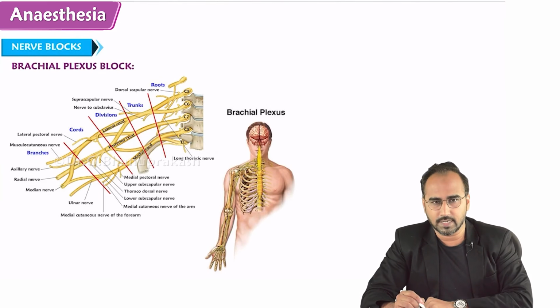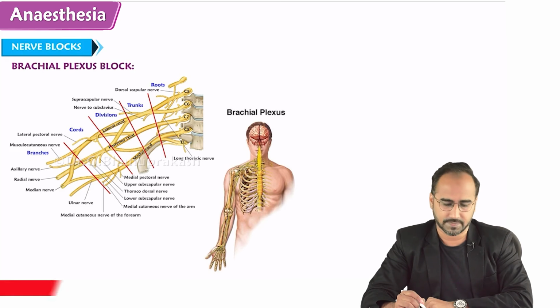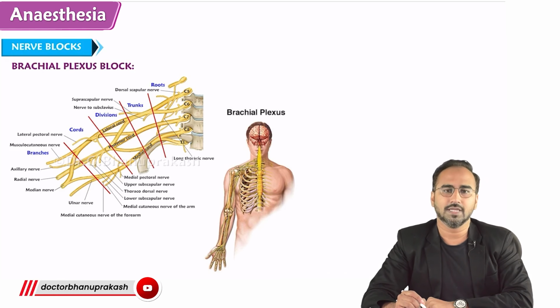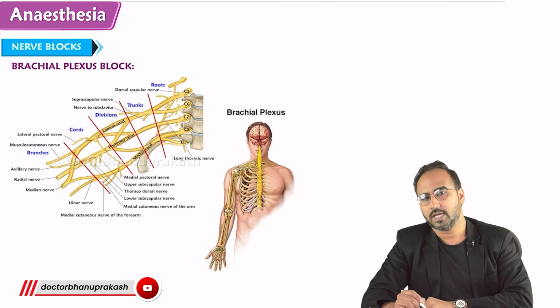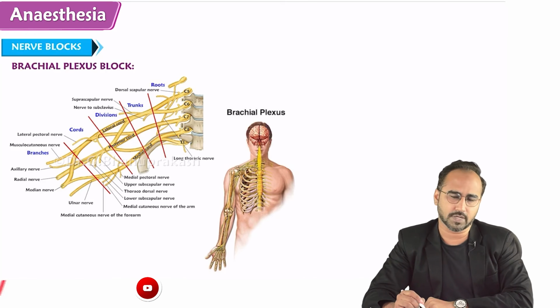So, we'll be dealing with this topic of anesthesia. Let us start with this topic called nerve blocks. Under the nerve blocks, we'll discuss the brachial plexus block, the stellate ganglion block, and the celiac plexus block.